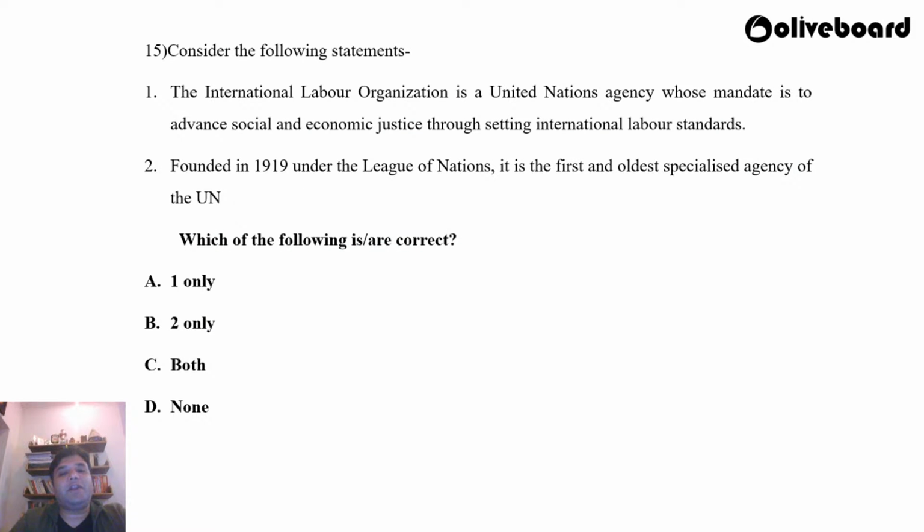So final question of the day. Statement number 1, the International Labour Organization is a United Nations agency whose mandate is to advance social and economic justice through setting international labor standards. 2. Founded in 1919 under the League of Nations, it is the first and the oldest specialized agency of UN. Which of the following statements are correct? A. 1 only, B. 2 only, C. both, D. none of the above.